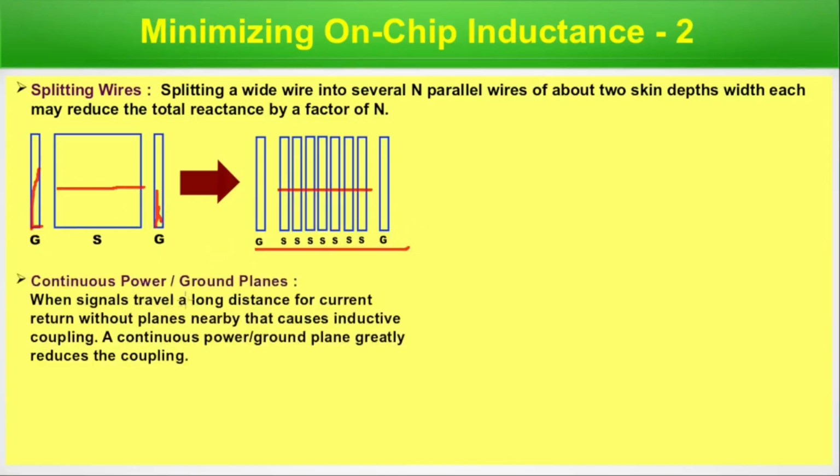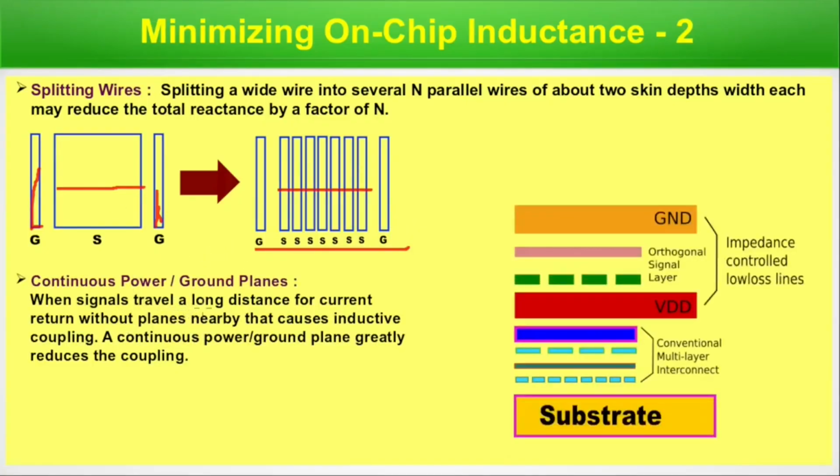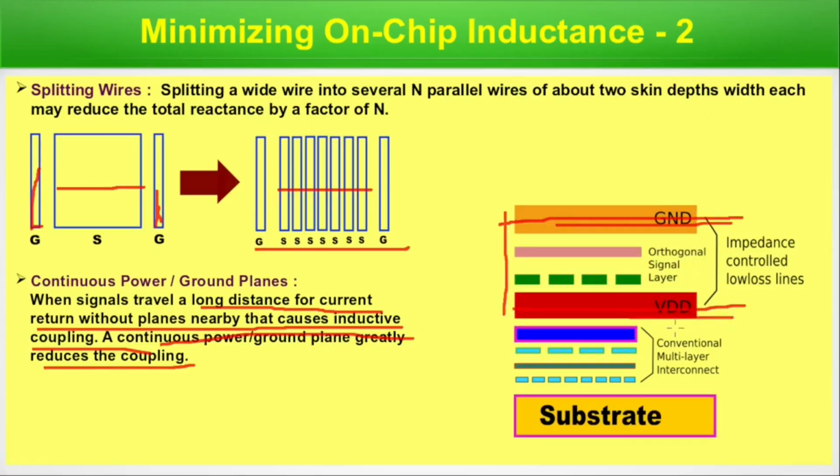When a signal travels a long distance and the current returns without planes nearby, that causes inductive coupling. So here are ground and VDD. A continuous power or ground plane greatly reduces the coupling because it provides a return path. This is impedance control, a low loss line. These are the multi-layer interconnects, and this is the substrate. These lines are closer to the interconnects. That is a viable solution. Now let's move to the next slide.